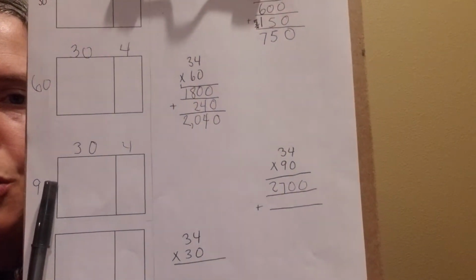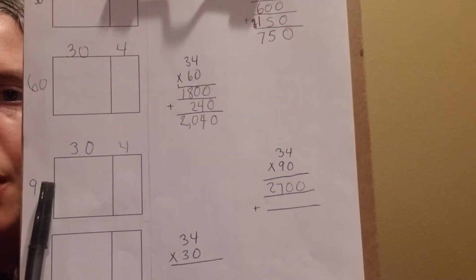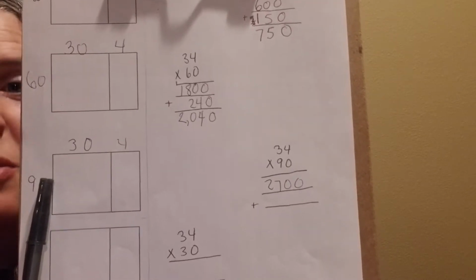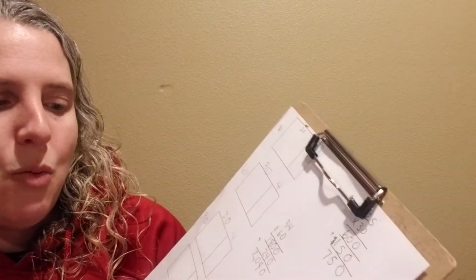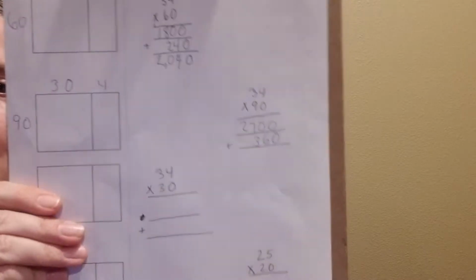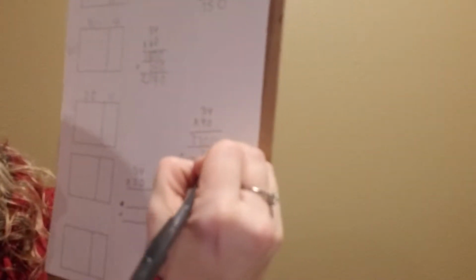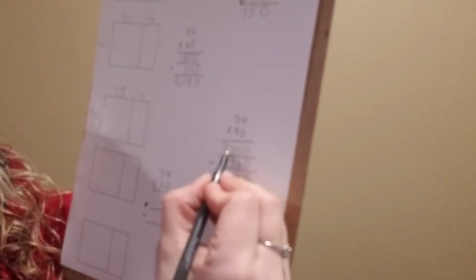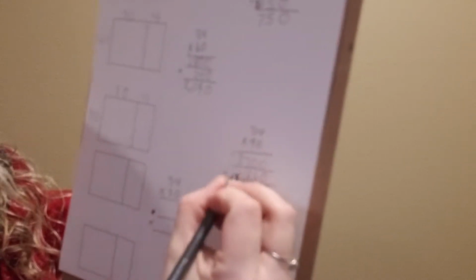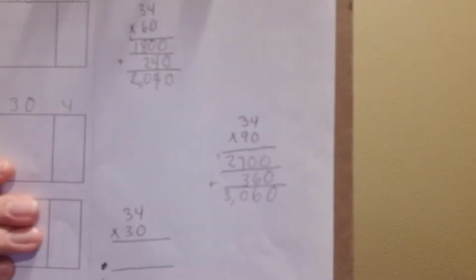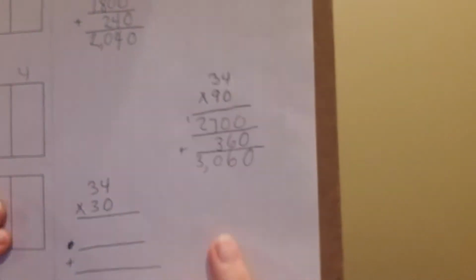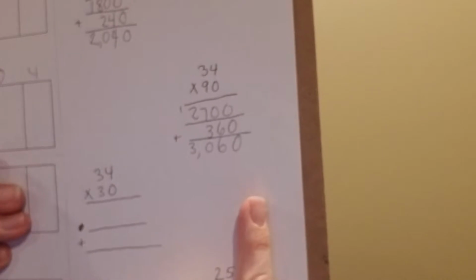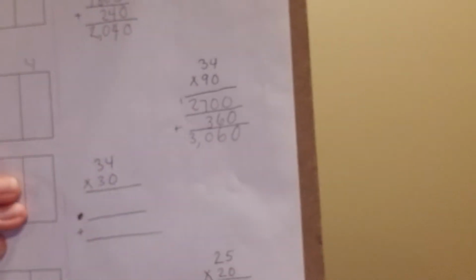And 90 times 4. Get rid of that 0. Use your chart to check it. 9 times 4 is 36, and 1 0. And then just add them together. 0 and 0 is 0. 0 and 6 is 6. 7 and 3 is 10. Carry that one. And 2 plus 1 is 3. Read me the problem. 34 times 90 equals 3,060. Good.